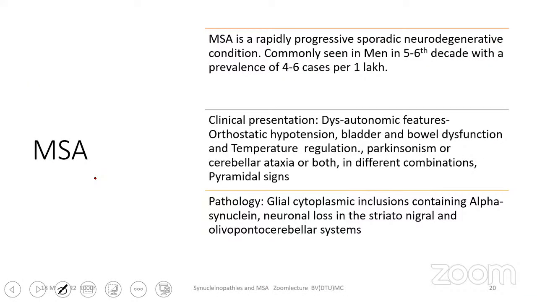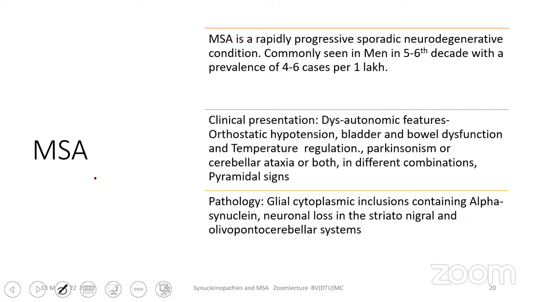and bedside. So as you all know, MSA is a rapidly progressive sporadic neurodegenerative condition. It is not hereditary, mind you, it is a sporadic condition. It's commonly seen in men in fifth to sixth decade with a prevalence of 4 to 6 cases per 1 lakh. And the core clinical features are dysautonomic features, that is orthostatic hypotension with any other autonomic dysfunction features, bladder and bowel dysfunction, temperature regulation, etc. And in association with this autonomic dysfunction, there will be the Parkinsonism, cerebellar ataxia, or both in different combinations, and also there may be upgoing plantar.